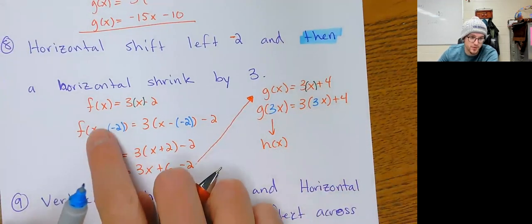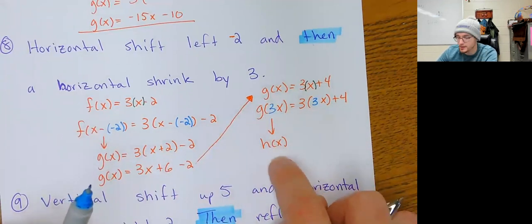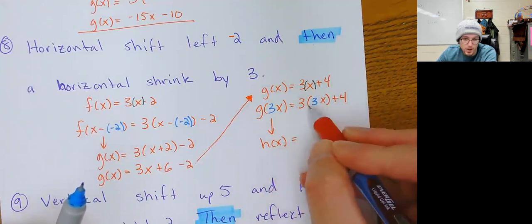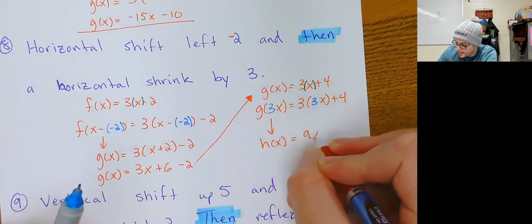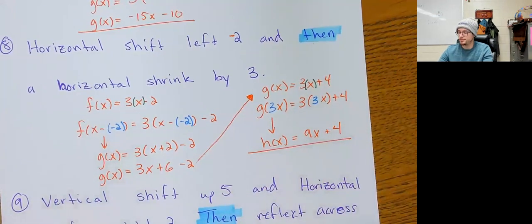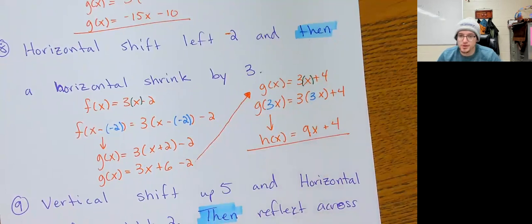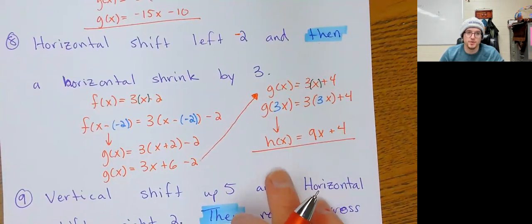And this is now going to become h of x because we have transformed it to be a whole new function. We transformed this one to be g of x. Now we've transformed this one to become h of x. Okay, well, what's 3 times 3x? 9x. There's the new function. Awesome. Perfect. Had to transform it twice.